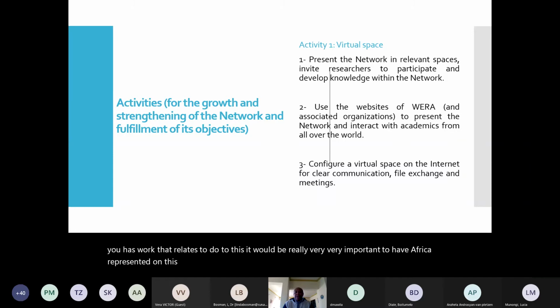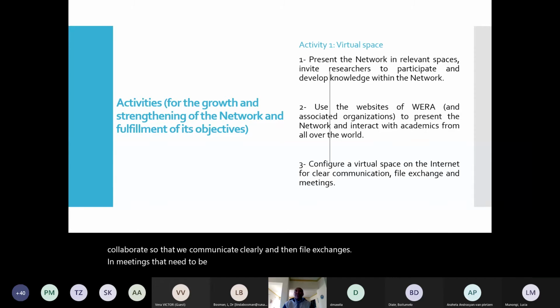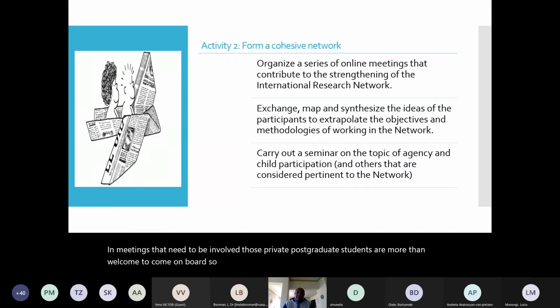And then to configure a virtual space. I'm sure from here I'm going to read the program carefully and then find out who is out there who can collaborate, so that we communicate clearly and then have file exchanges and meetings that need to be involved. Postgraduate students are more than welcome to come on board so that they can collaborate with us in this space.